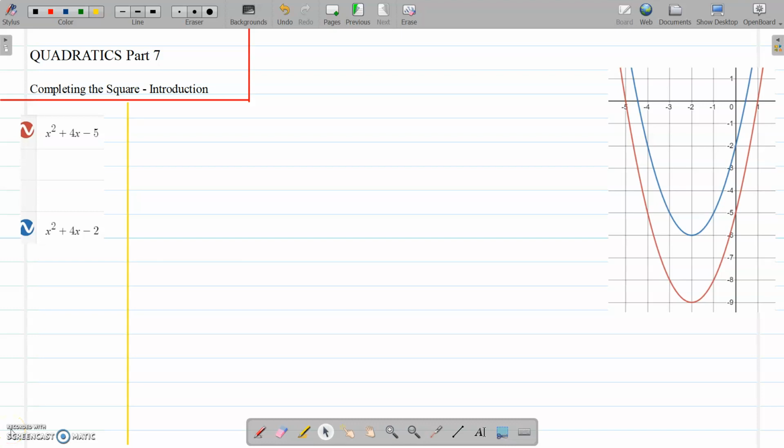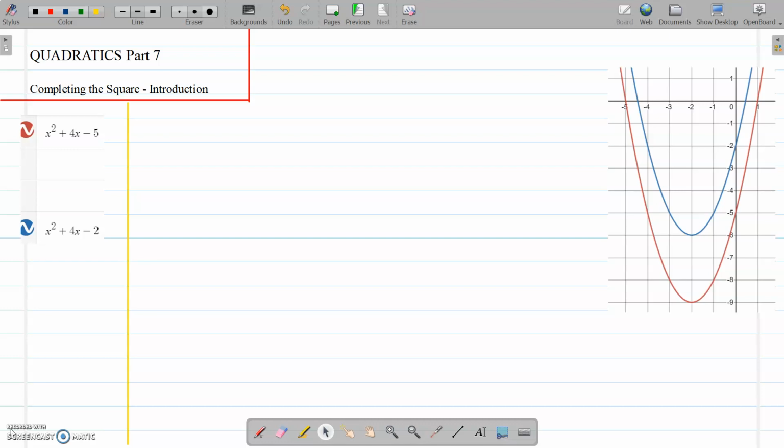Welcome to part 7 of our series in quadratics. Now in this video we're moving on to something called completing the square, and this really is just an introduction to a topic that's quite far-reaching and there's quite a bit more to do, but I'm going to just give you the very basics of what it means in this introduction.